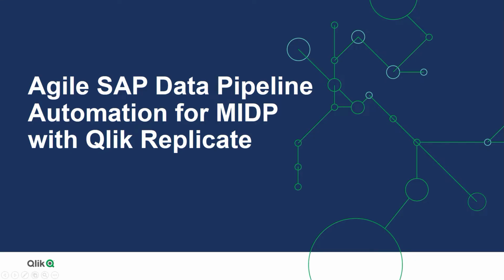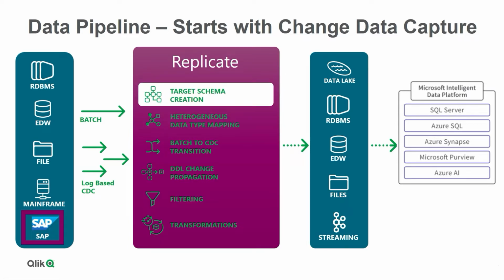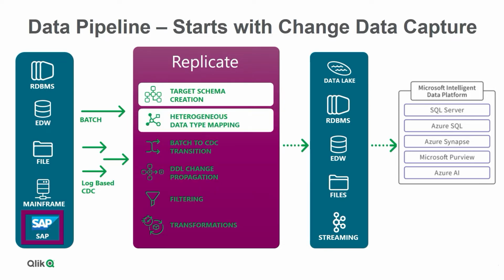Let's go ahead and take a deeper dive into some of the components of Qlik Replicate so that you can truly understand how it provides such an agile SAP data pipeline for your Microsoft Intelligent Data Platform. With Qlik Replicate, we can connect to any source system. Obviously, we are talking today about SAP. Qlik Replicate is going to automatically generate the target databases based on your metadata definitions in the source schema. You can use a graphical task map to configure database schema mappings between heterogeneous sources and targets.